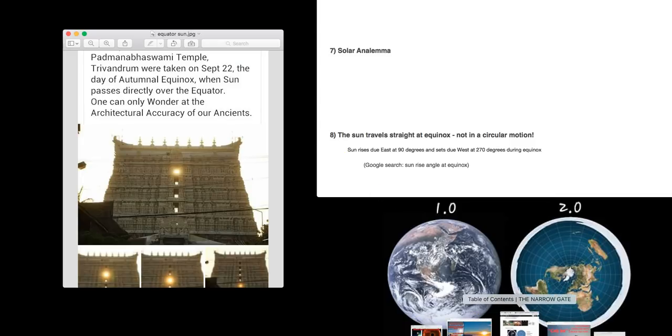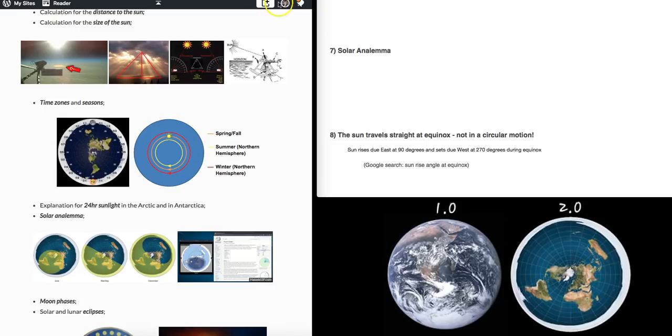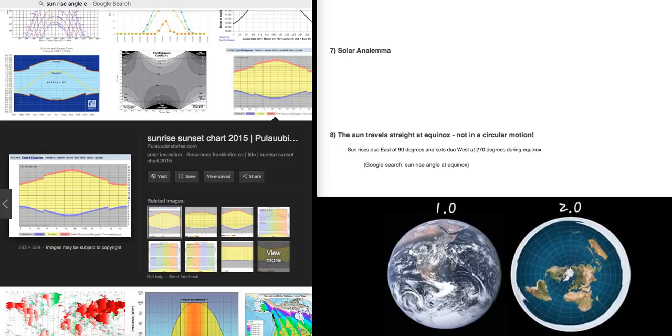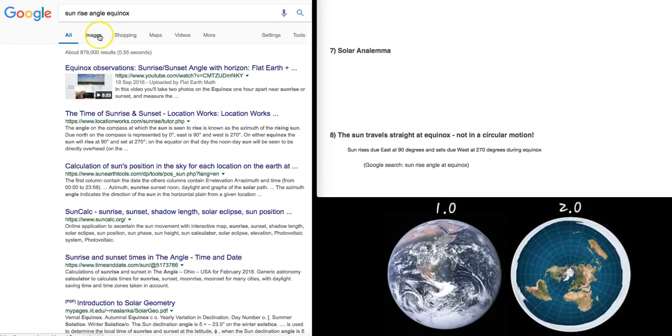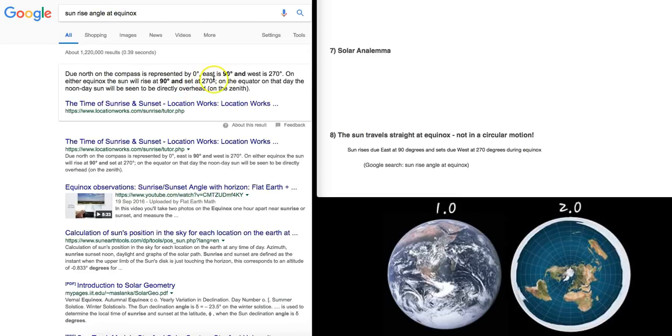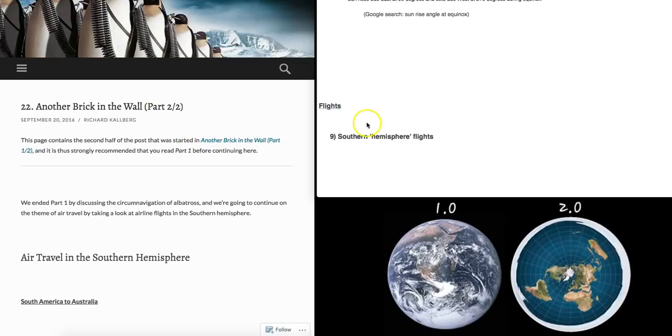If you search sunrise angle at equinox, it even states here the sun will rise at 90 degrees instead of 270 degrees. If it's traveling in a straight line, that's completely impossible. For it to be arriving at 270 degrees or 90 degrees and leaving at 270 degrees and having gone in a straight line. If this is India over here, it would have gone in a curved motion. So that temple debunks it. So the ninth point that I'll cover is the Southern Hemisphere flights.